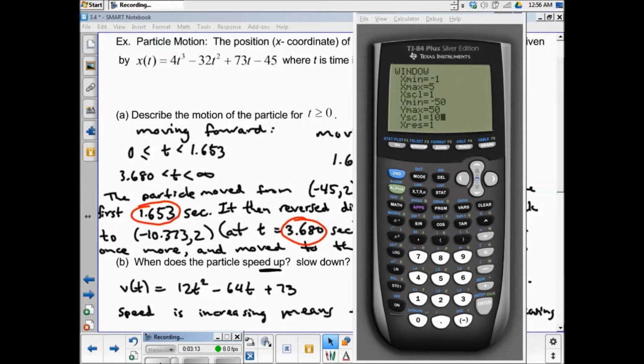And here would be a suitable window to change it to. You can pause it and enter that if you like. It's the window we had before. And here it's graphing my speed graph. Okay, so where is the speed increasing? Well, the speed is increasing on these two intervals, right in here and here. Okay, so I'm going to have to find those points.